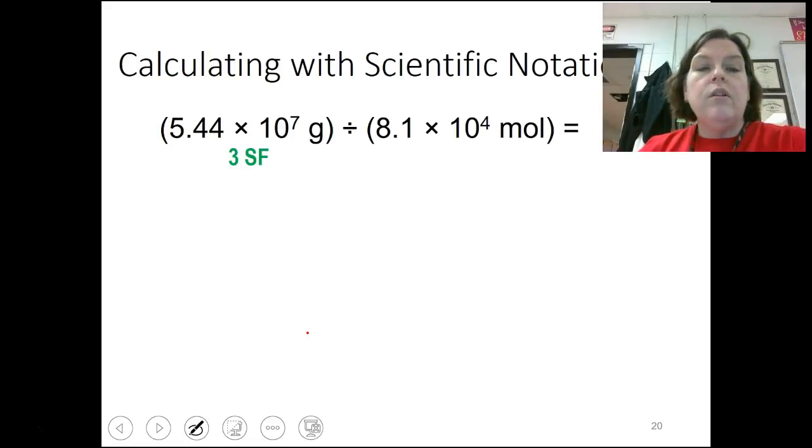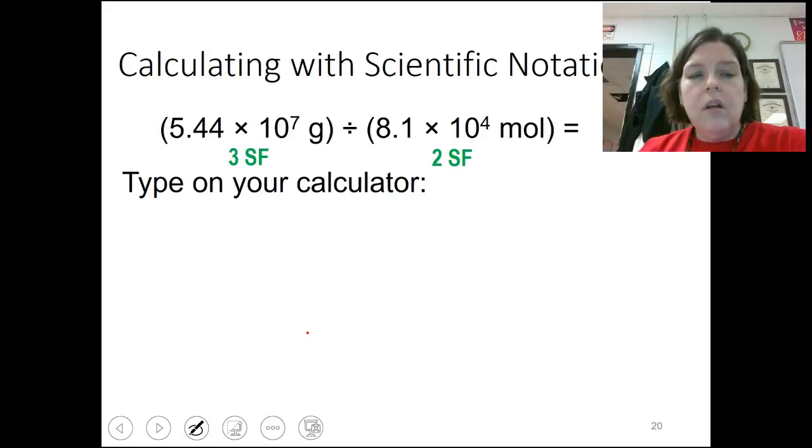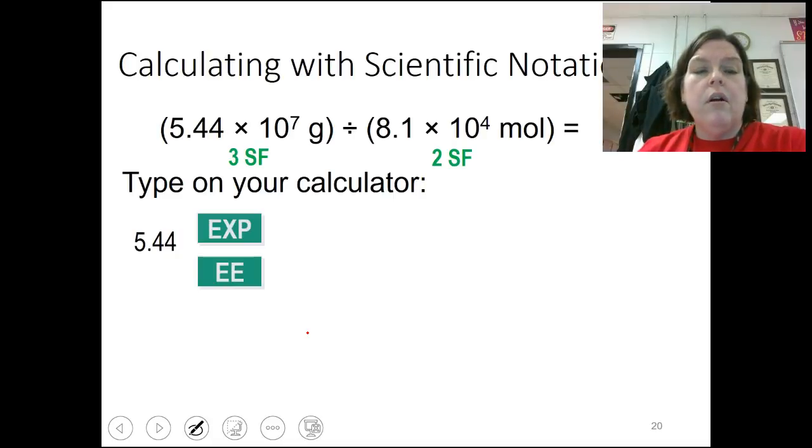So what are you going to do? This is 3 sig figs. This is 2 sig figs. So we know our answer is going to have to be in 2 significant figures no matter what we do. So you're going to type on your calculator 5.44. Then you're going to find your EXP or EE key.